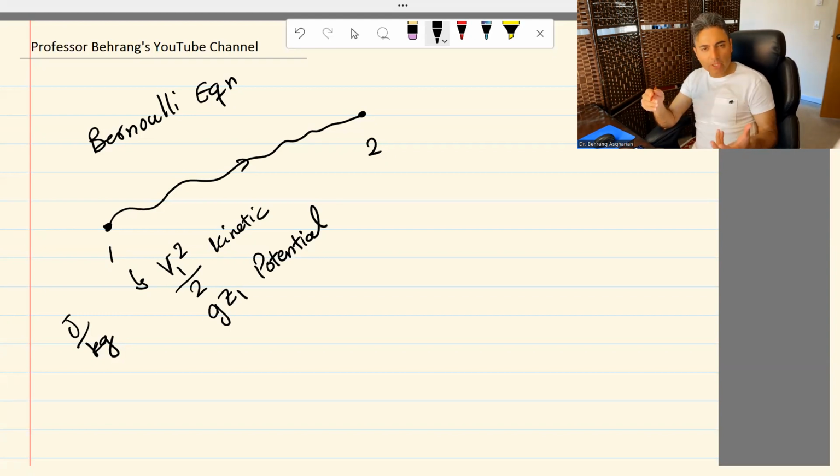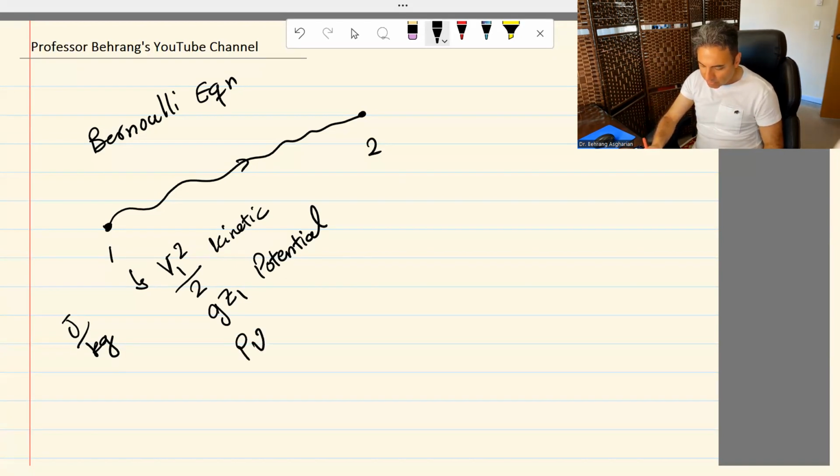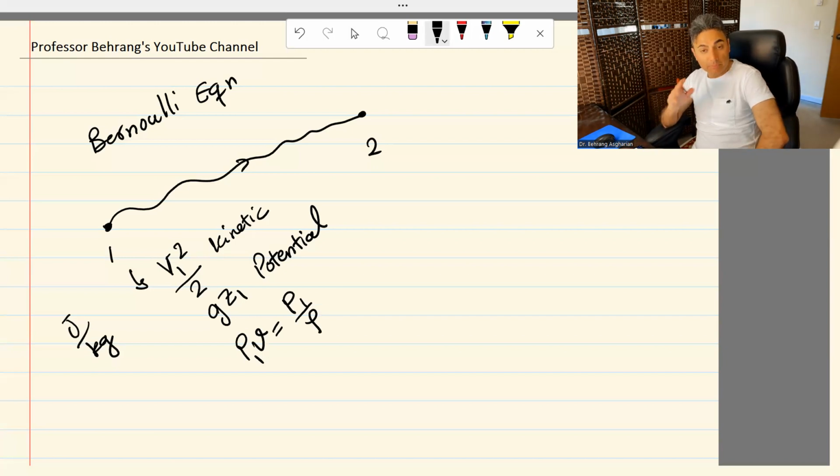So there are 3 types of mechanical energy that we are dealing with. And the third one is P times V, also P over density, P being the pressure and rho being the density of the fluid in the case of incompressible flow. Not incompressible fluid, there's no such thing as incompressible fluid. Incompressible flow, that's a different concept.